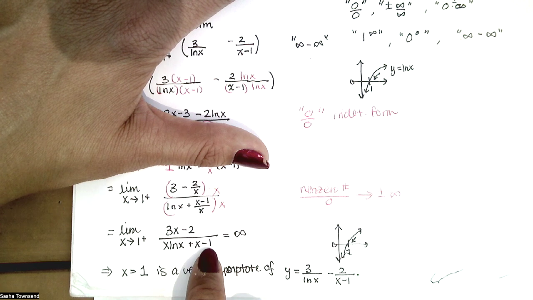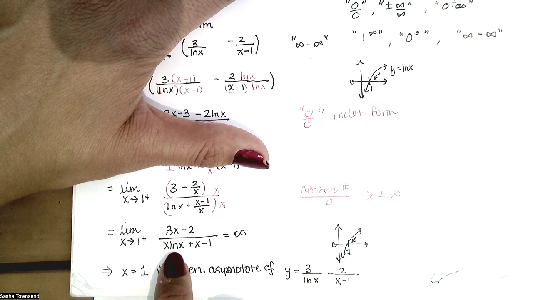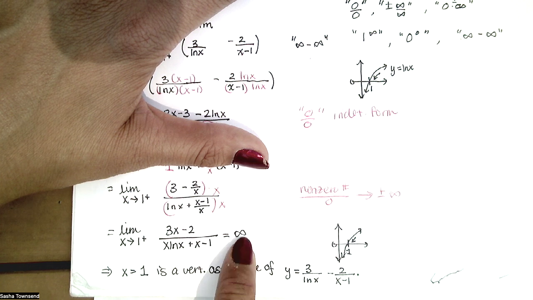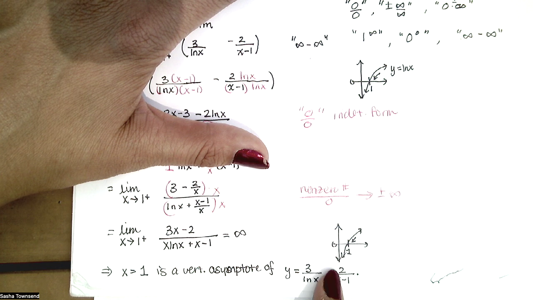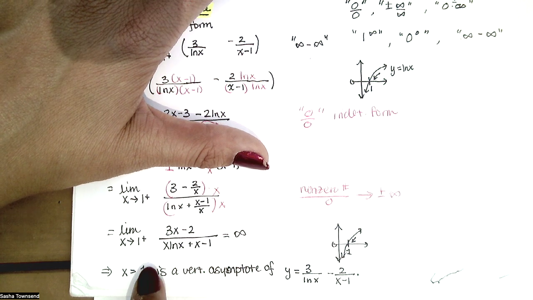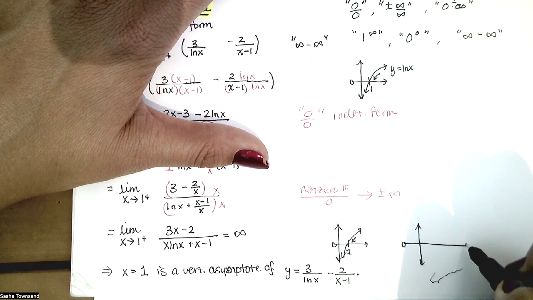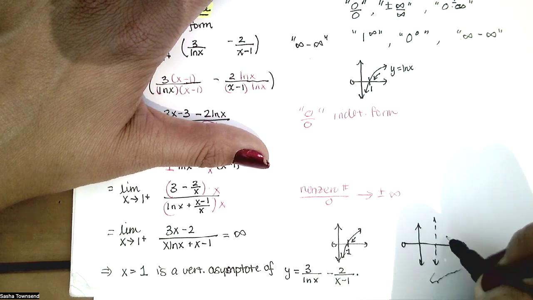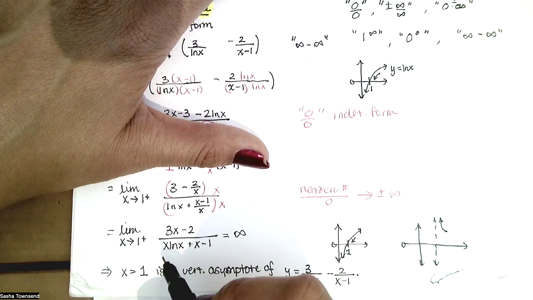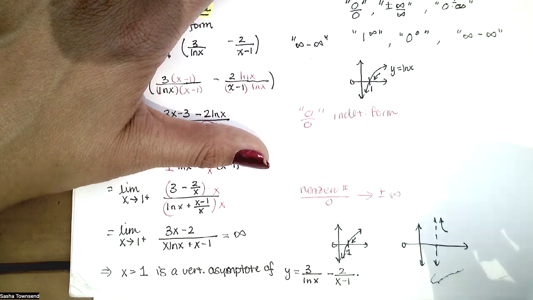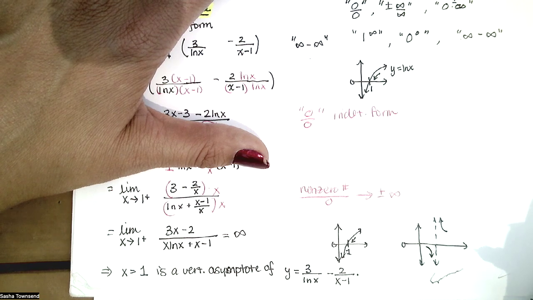If we had substituted x values on the other side, we may have gotten a negative answer, and then we'd get negative infinity. So x equals 1 is a vertical asymptote of this function. And as we approach x equals 1 from the right, the original function approaches infinity. And I claim that as we approach x equals 1 from the left, the original function approaches negative infinity.